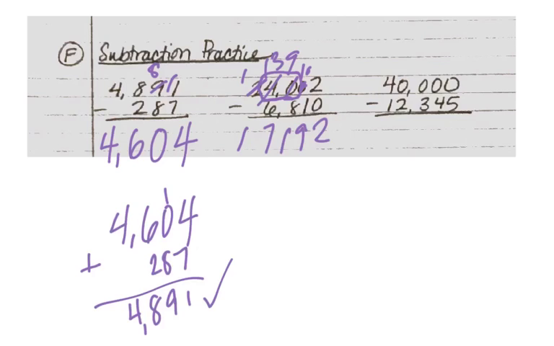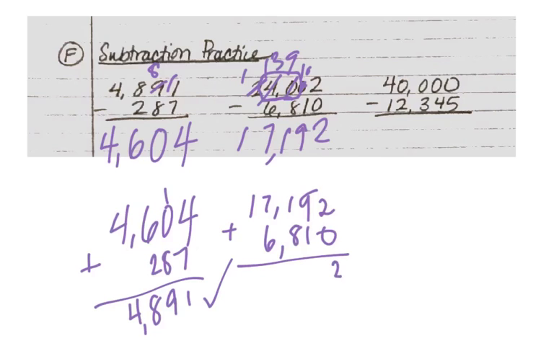Now I want to check my answer. Okay, I want to check it so I can make sure I got the correct answer. So I'm taking 17,192 and I'm going to add it to 6,810. Okay, I want to get 24,002 as my answer.